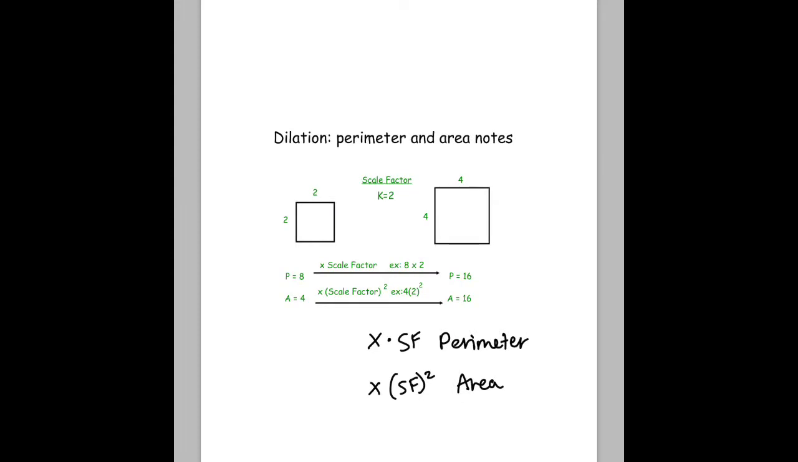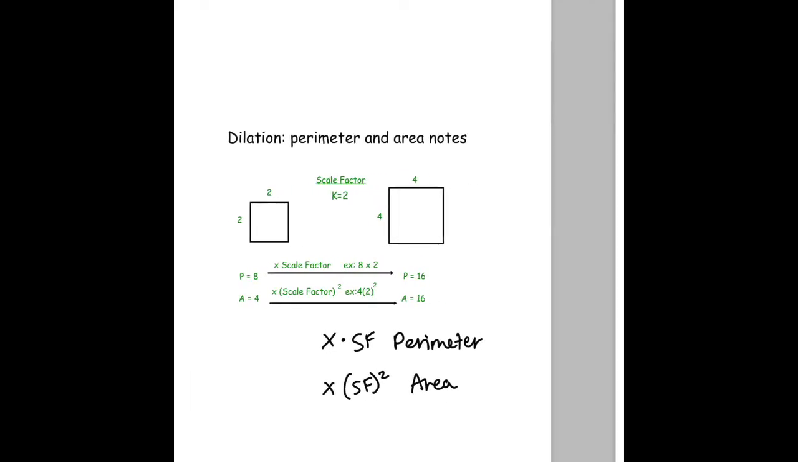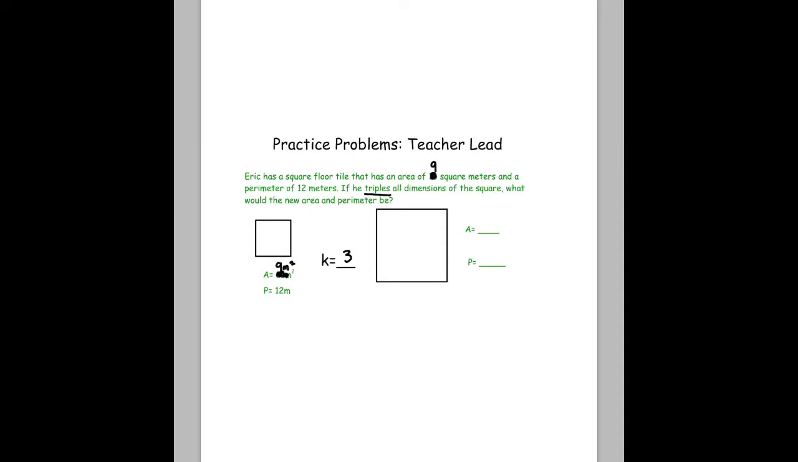Now we're going to use these formulas that we wrote down here to solve for our perimeter and our area. First we need to do perimeter. This is going to be x times the scale factor. In this scenario, our perimeter is 12. We're multiplying that by the scale factor of 3, which gives us 36. So our new perimeter is 36. We're going to use the area formula, which is x times the scale factor to the power of 2. Our area is 9. So we're multiplying that by 3 squared, which gives us 9 times 9, which is 81. So our area is 81.